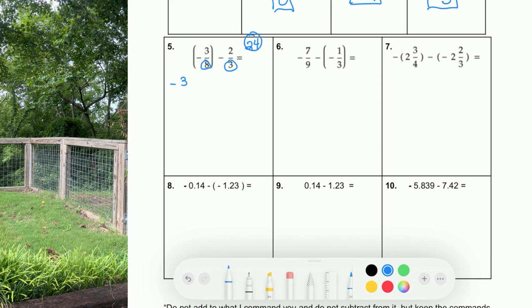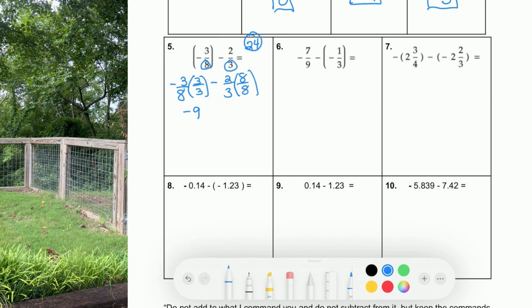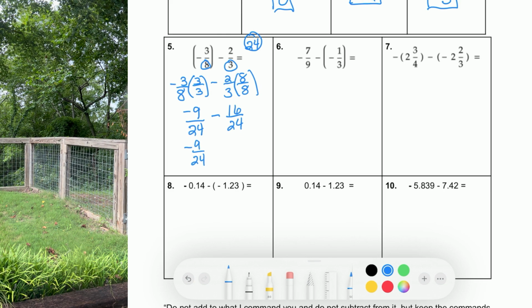So let's get our fractions to have common denominators. I'm going to multiply this one by 3 over 3. And 2 over 3, I'm going to multiply it by 8 over 8. We have negative 3 times 3, which is negative 9 over 24. And then we have 2 times 8, which is 16. 3 times 8 is 24. Now I want to do my keep it, 9 over 24, change it to plus, change it to negative 16 over 24.